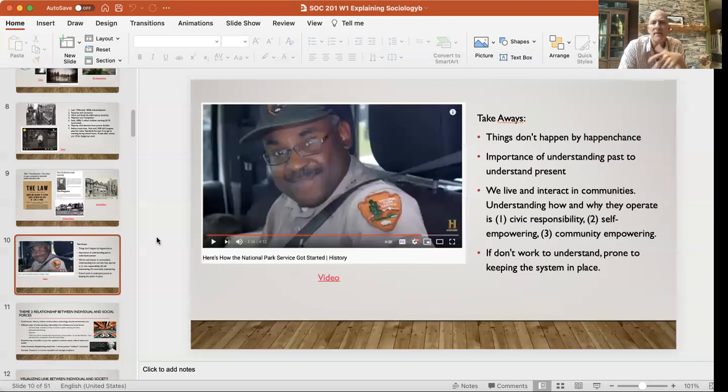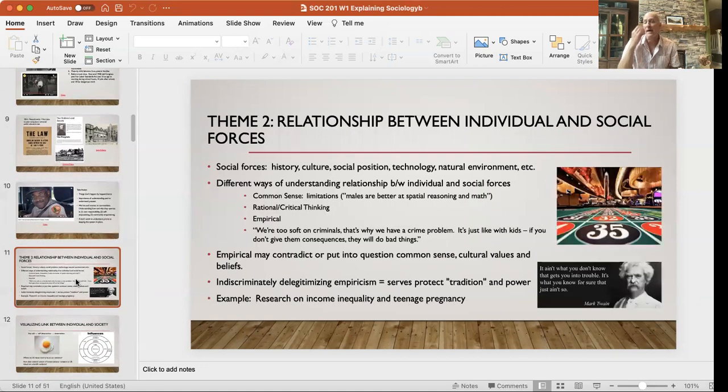And then finally, some key takeaways. Understand the past, understand the present. We live and interact in communities. The more we're aware of them, the more we can take responsibility and develop a sense of civic responsibility for them. The more we become self-empowered, community empowered as well. And if we don't try to understand something, we're more prone to just repeating the past.